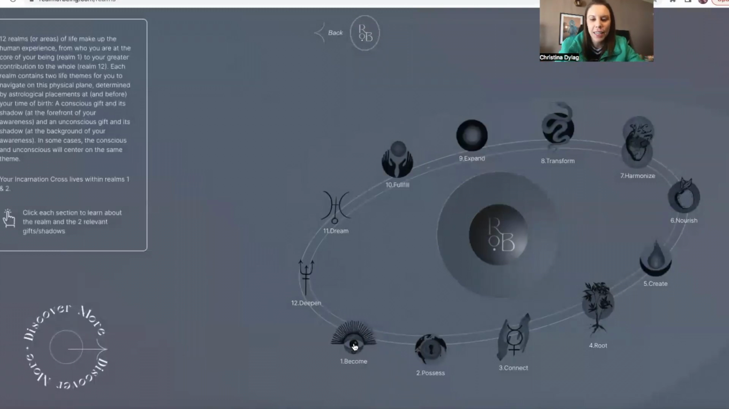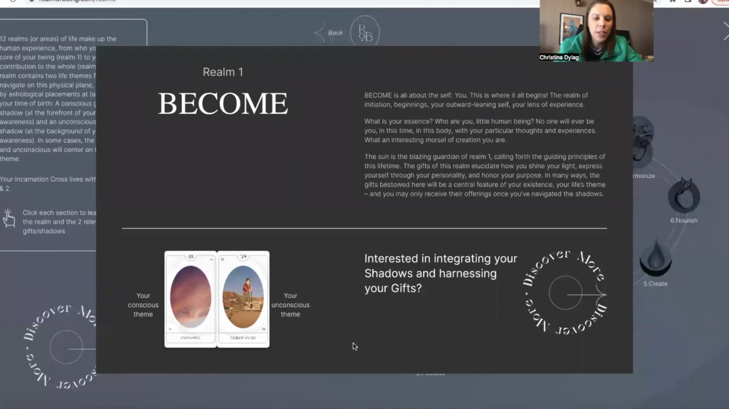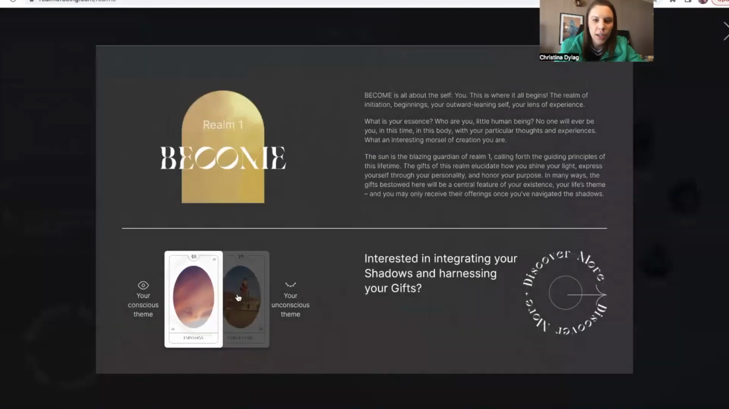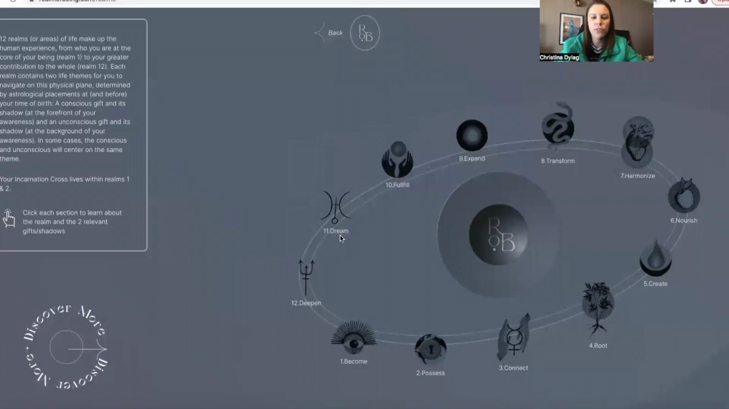You can click on each realm and see what your unique gifts and shadows are in every realm of life. You can read about what the realm is about, and your gifts and shadows. Click on them, and there's so much information here. It's really fun to look and see, especially if you're into self-growth, self-knowledge, and discovery. I'm just curious what resonates with you and what doesn't.